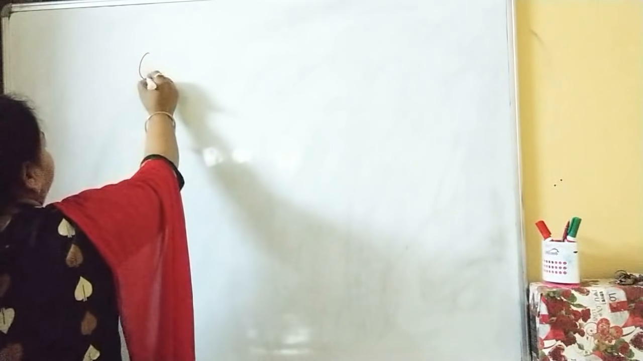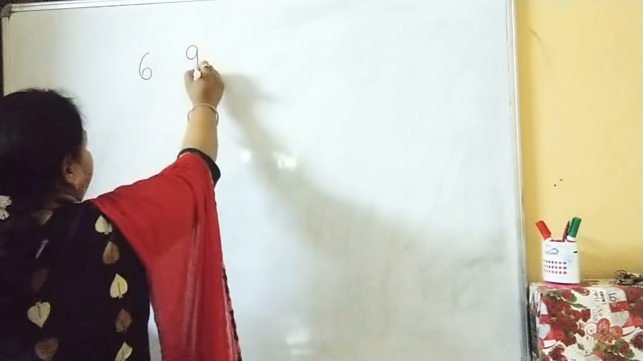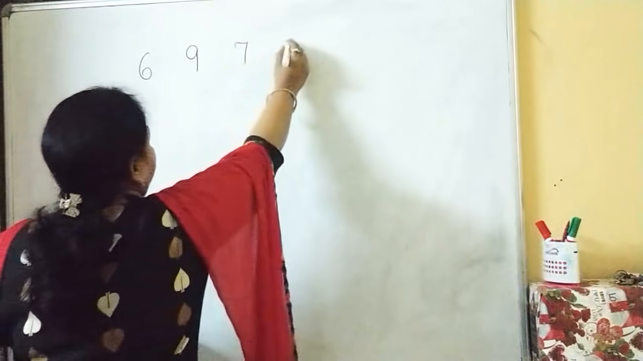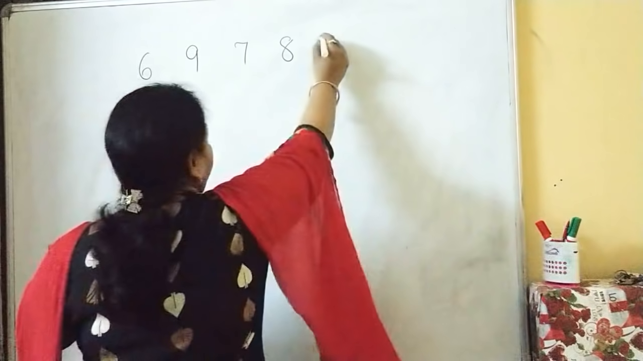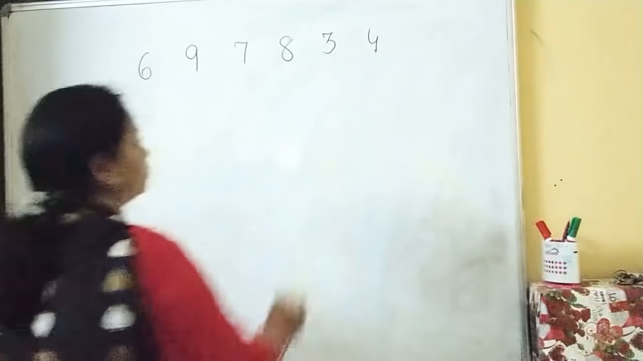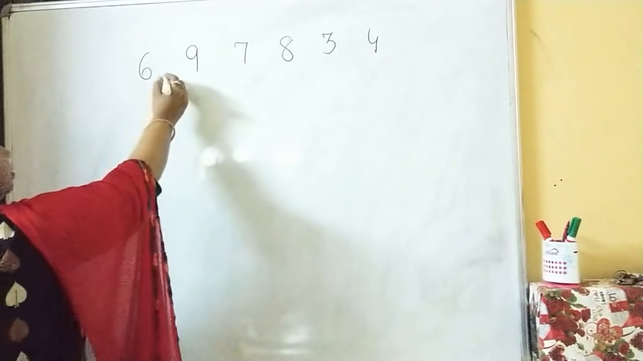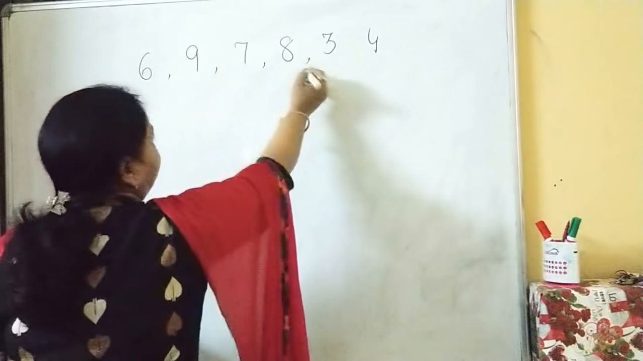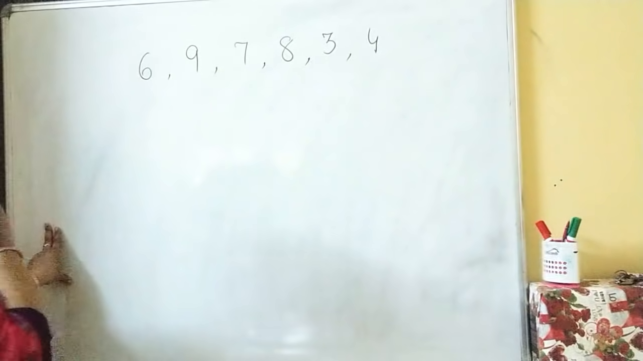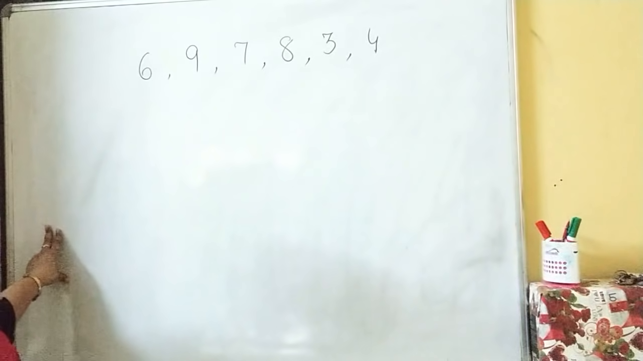I have taken a number 6, right? Number 9, 7, 8, 3 and 4. Okay children. So these are the different digits I have taken. I call them digits: 6, 9, 7, 8, 3 and 4. Right? As you can observe, after every digit I have placed a comma.